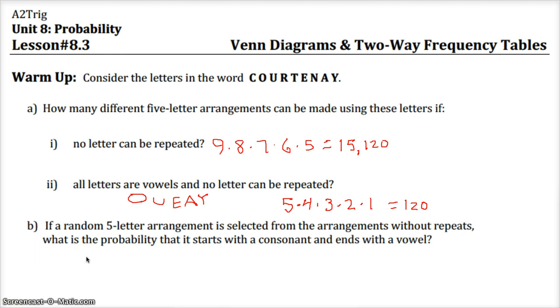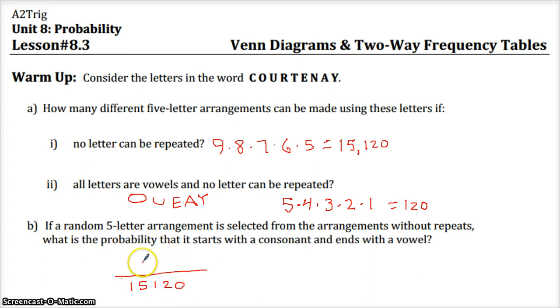All right, if a random 5-letter arrangement is selected from the arrangements without repeats, and again, this is like dependent events, right? Without repeats, not putting the marble back in the bag kind of stuff. What's the probability that it starts with a consonant and ends with a vowel? All right, so I think we're talking about out of this denominator, all the choices without repeats. So this is why we're counting, because we need to count up how many go in the numerators and denominators.